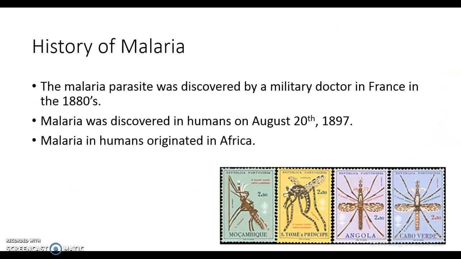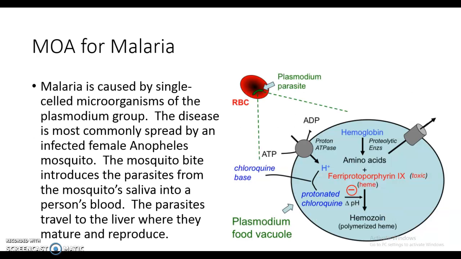The history of malaria. The malaria parasite was discovered by a military doctor in France in the 1880s. But malaria in humans wasn't discovered until August 20th, 1897. It is believed that malaria in humans originated in Africa.